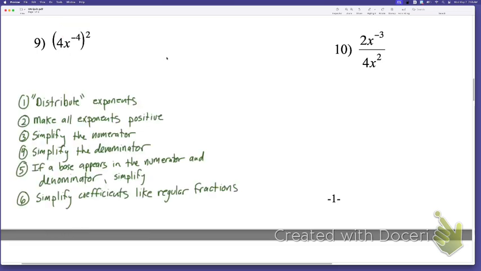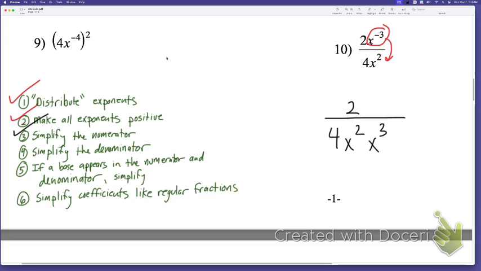All right, number 10. Let's see, there are no parentheses with an exponent outside of it, so nothing to do there. Number 2, make all exponents positive. So let's move x to the negative 3 across the fraction bar. So the numerator is just going to be 2. The denominator is going to be 4, x to the second, x to the third.